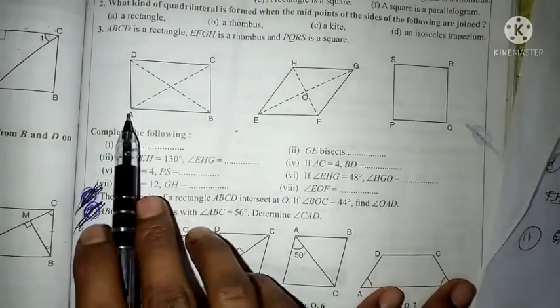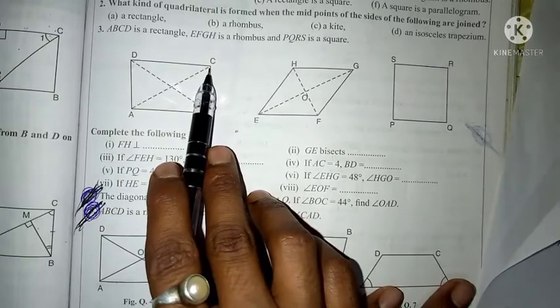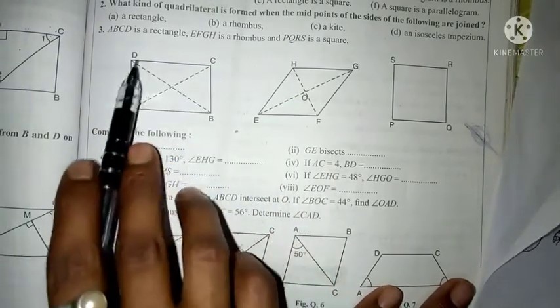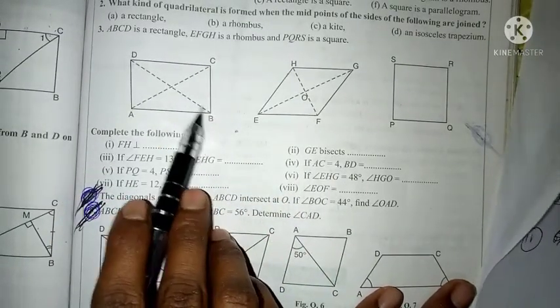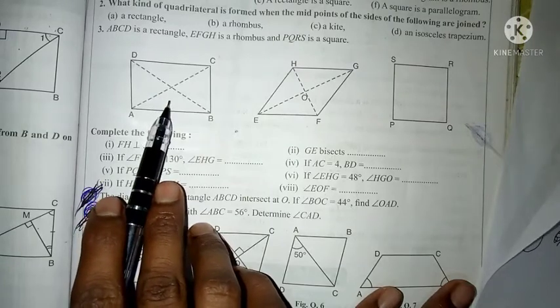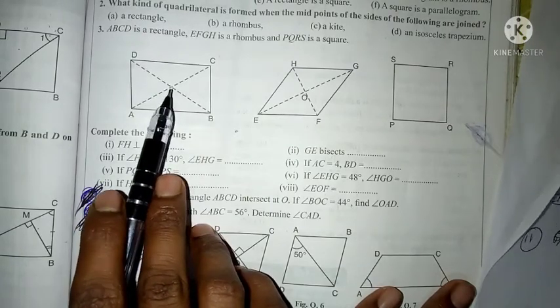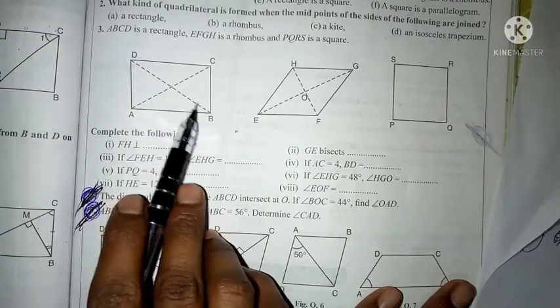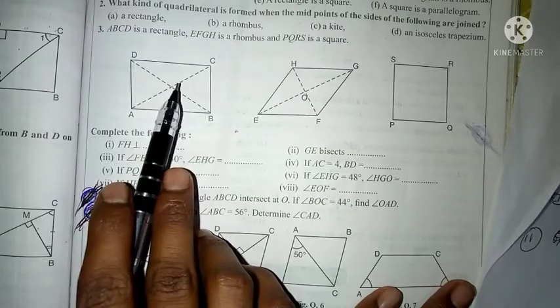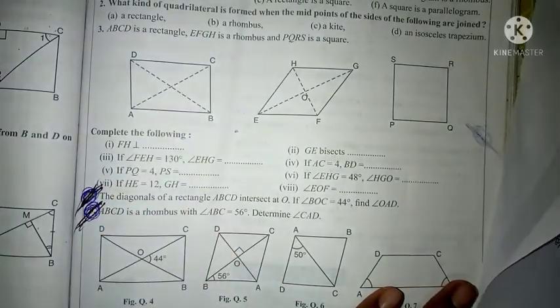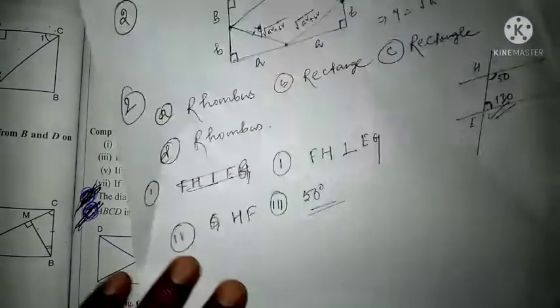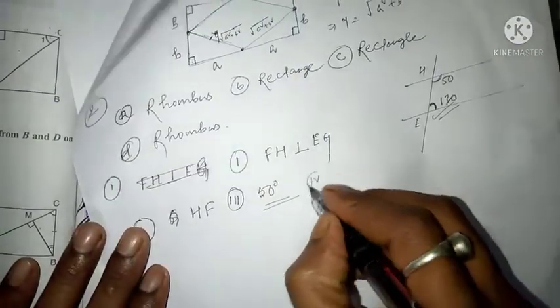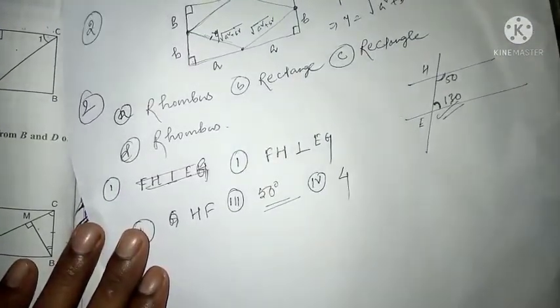Here AC is 4 centimeter. Then what about BD? It must be 4 centimeter, because this is a rectangle. We know in a rectangle diagonals are equal. If one is 4 centimeter, so the other must be 4 units. So the answer to the fourth will also be 4 units.